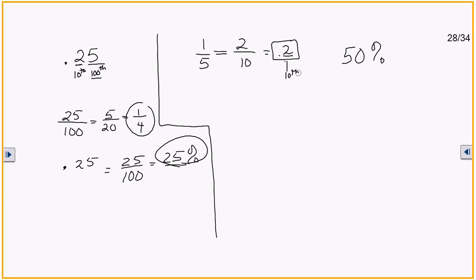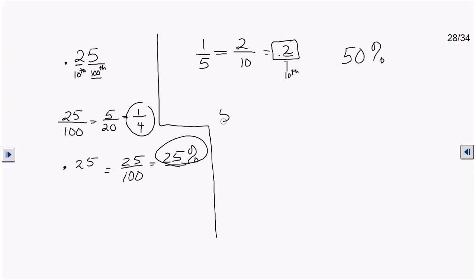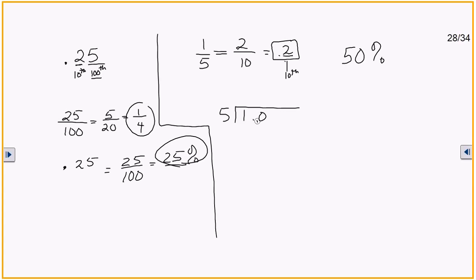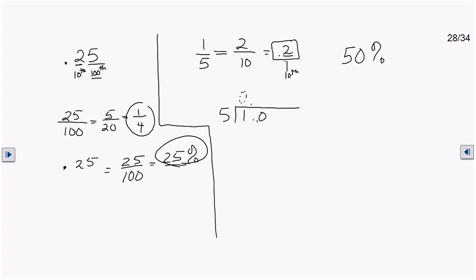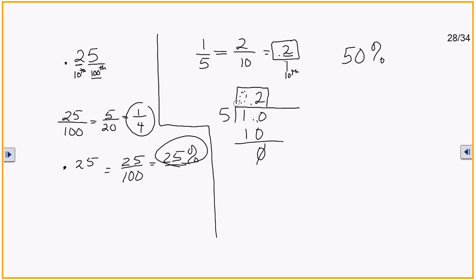Or I could divide 5 into 10, or 1.0. 5 won't go into 1, so 5 will go into 10 2 times, 10 with a remainder of 0, so 0.2 is your answer there. So I've changed a fraction into a percent, a fraction into a decimal.